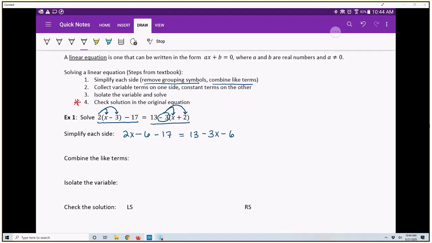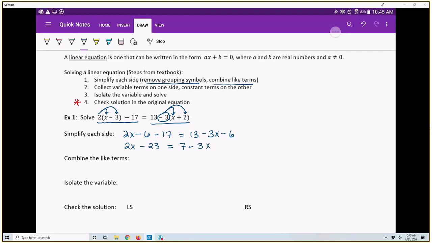So on the left side, I'm going to have 2x. I can combine minus 6 and minus 17. So this is minus 23. On the other side, I have positive 13 and minus 6. So I can combine those, and this is positive 7, if I do 13 subtract 6. And then minus 3x stays. So far I've simplified each side as much as I can.